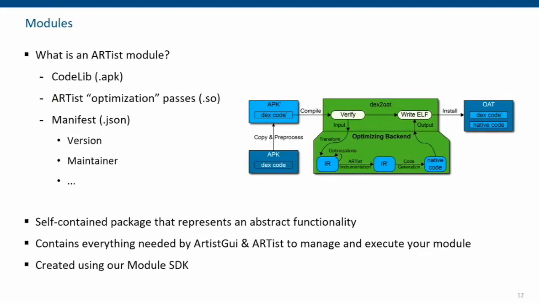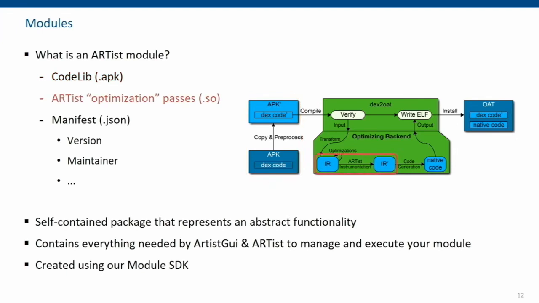All right, so I've been talking about modules for a while now, and let me be sure we're all on the same page here. For Artist, a module is an abstract functionality that is self-contained, so it needs at least 3 different things. First, the so-called codelib. This is the Java library with business logic that I mentioned in the beginning, and this one is merged in the very beginning here.